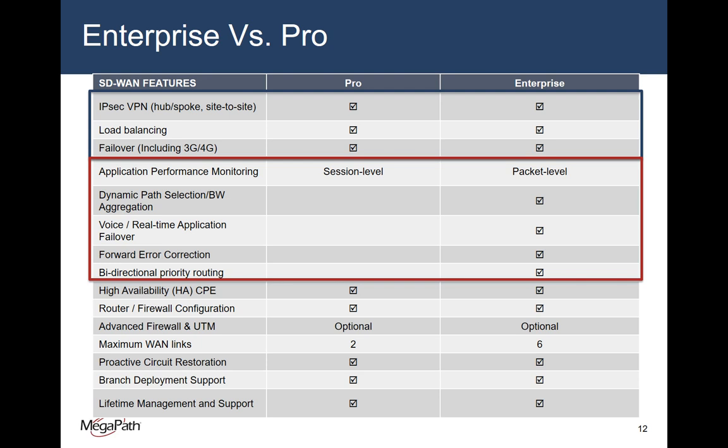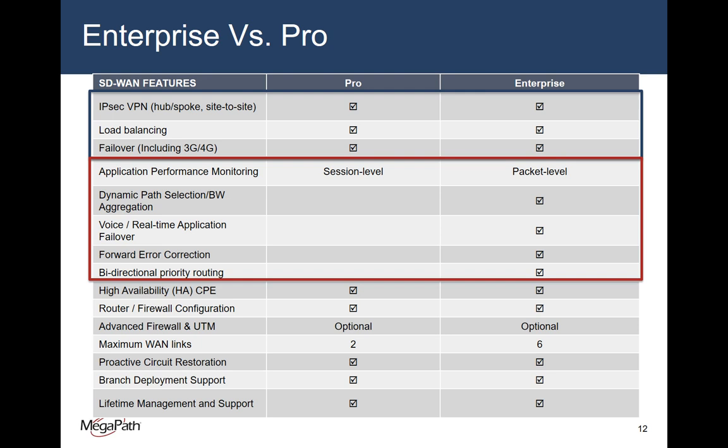And really the difference comes when you look at these next couple of boxes, which are highlighted in red here. The Pro does monitoring and application networking via session, while the Enterprise does it at the packet level, meaning that, and Michael touched on this earlier, we're able to send packets over the best performing circuit at any moment in time. So it's able to sense in real time if a circuit is getting some degradation, and you're able to leverage the other circuit online. So you're able to do dynamic path selection, you're able to aggregate bandwidth circuits, and because of that you're able to do real-time application failover.